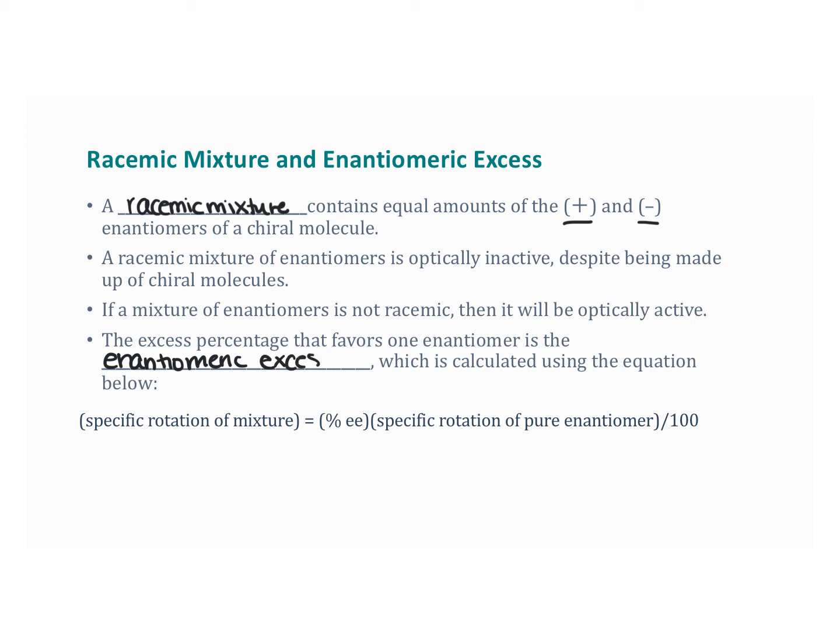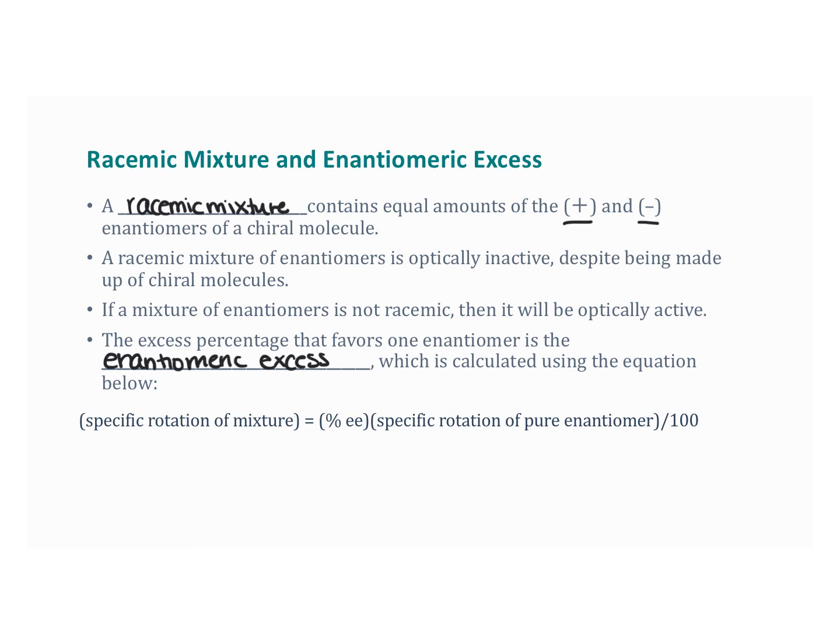So you can have a 50-50 mixture of two enantiomers. That's a racemic mixture. You can have a completely pure solution of just one enantiomer, and that will give you, say, the positive or the negative, depending on which enantiomer you have. But you can also have a mid-ground where you have an excess of one enantiomer over the other, and that will affect the angle of rotation. And so we can measure that.